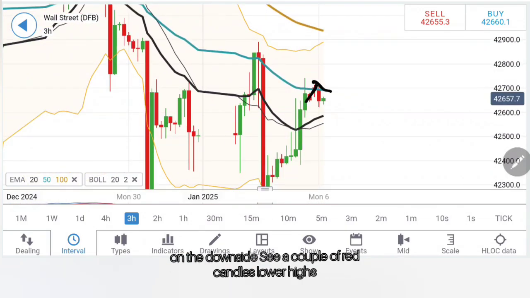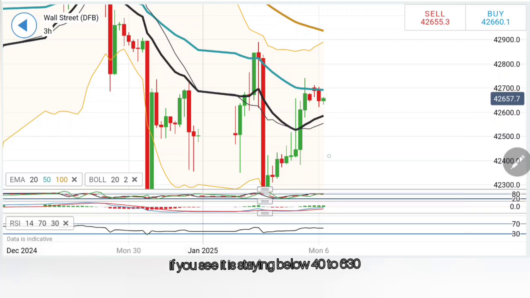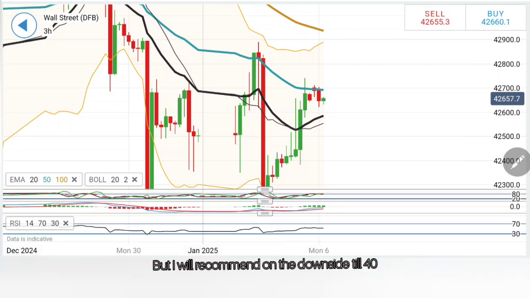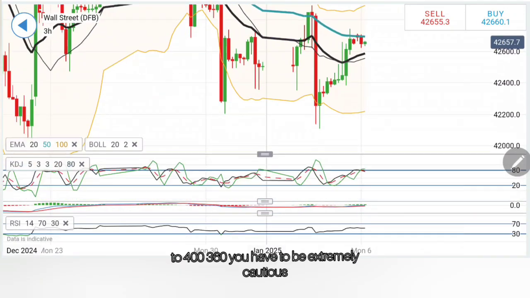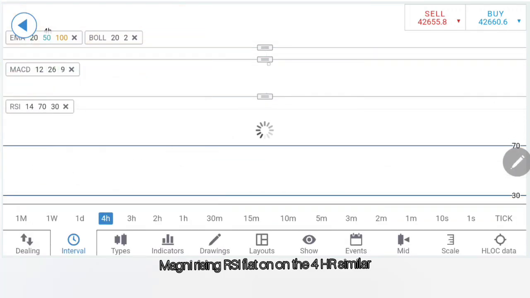See a couple of red candles, lower highs. It can still give you a breakout here. So if you see it is staying below 42,630, you can take a selling entry here. But I will recommend on the downside till 42,400, 360, you have to be extremely cautious with the sells. The stochastic at the top, MACD rising, RSI flat.